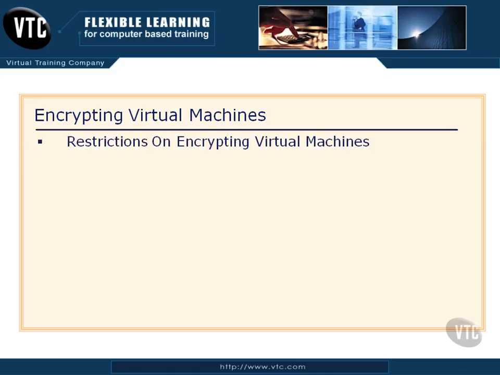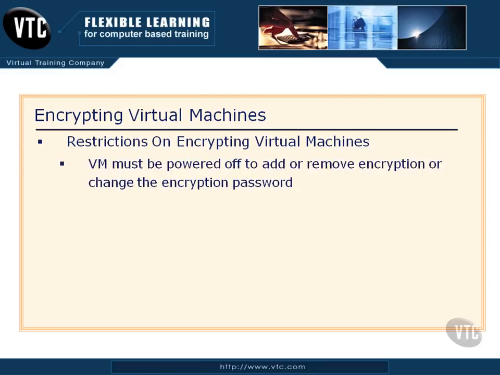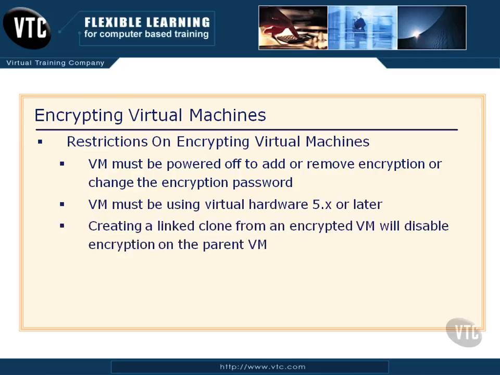Now, there are some restrictions, some prerequisites, if you will, when you get ready to encrypt a virtual machine. Just keep these in mind and you'll be fine. First of all, the virtual machine must be powered off to either add or remove encryption or to change the encryption password. Next, your virtual machine must be using virtual hardware 5 or later, 5 dot anything or later. Next, you've got to be careful here, because if I encrypt the virtual machine and then create a linked clone from that encrypted virtual machine, encryption is going to be disabled. It will disable encryption on the parent virtual machine because the two have to talk.